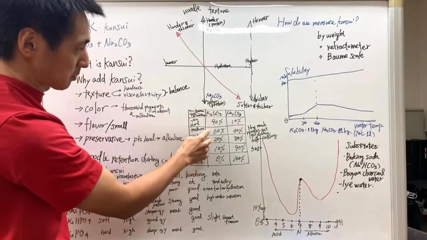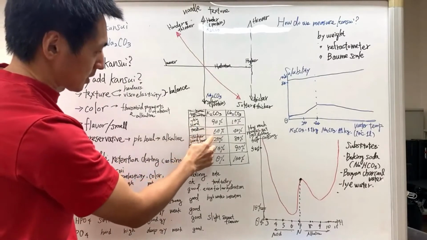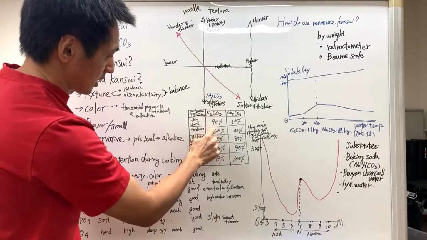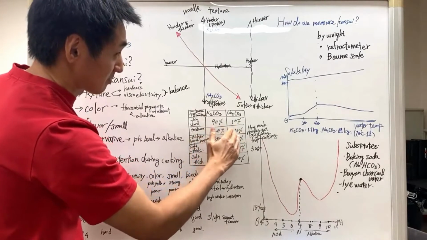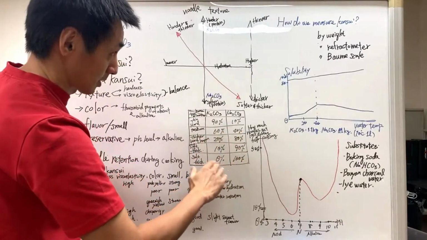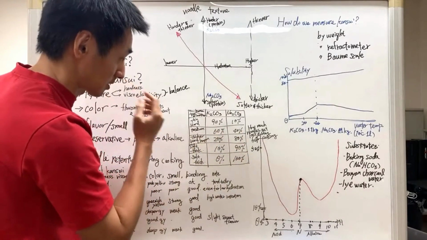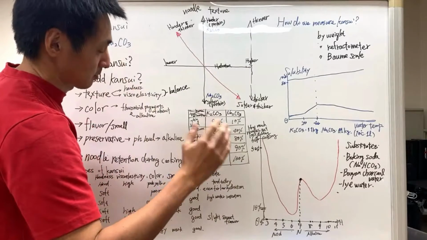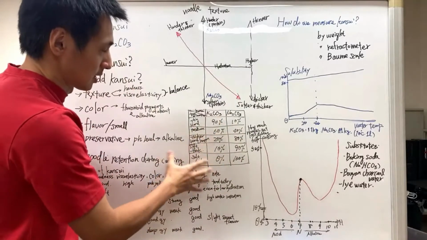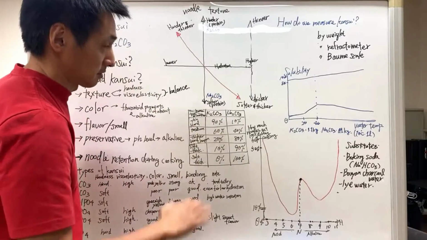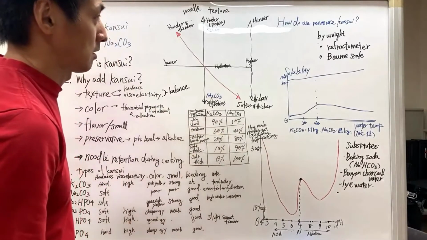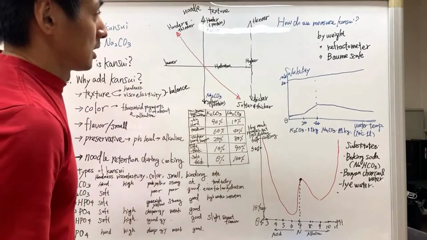And so you could have, for example, 80% potassium carbonate and 10% sodium carbonate, then 5% of something else, some other type of alkali, and then 3% of some other type and so on. It's kind of interesting to play around with different types of Kansui and different ratios to get different textures.